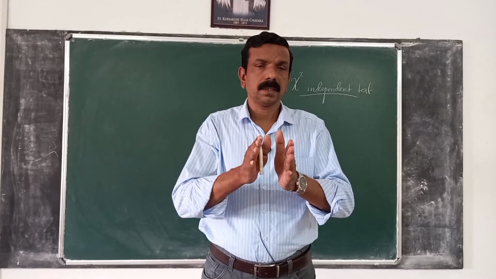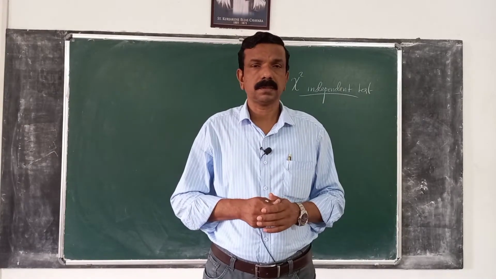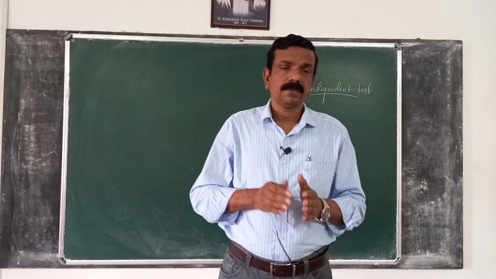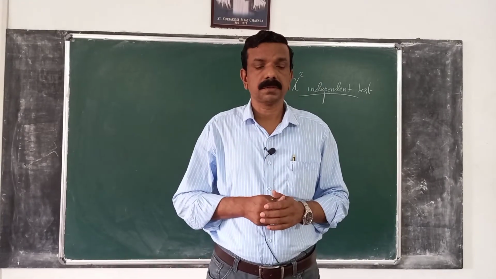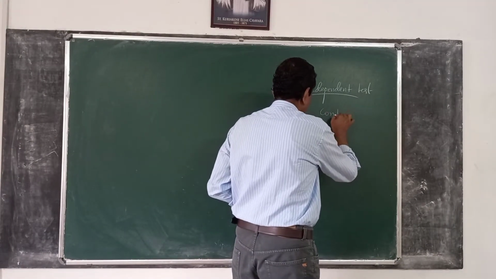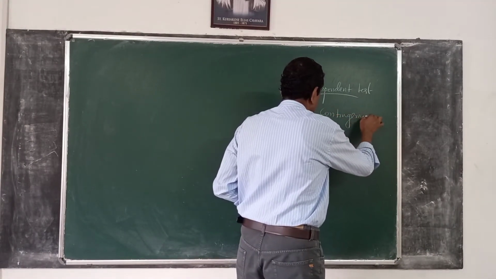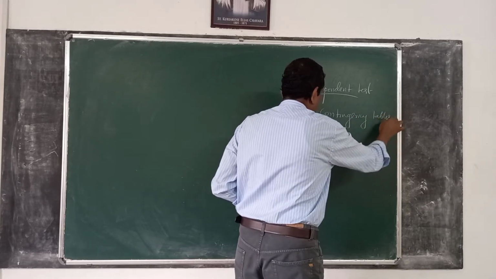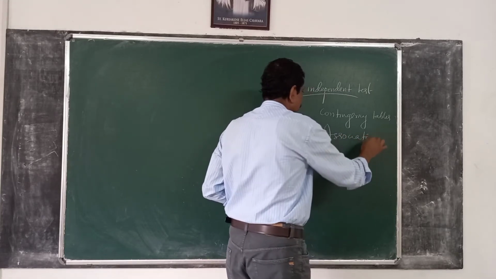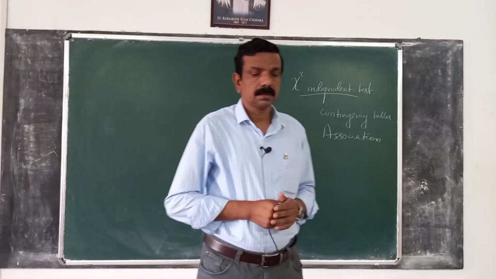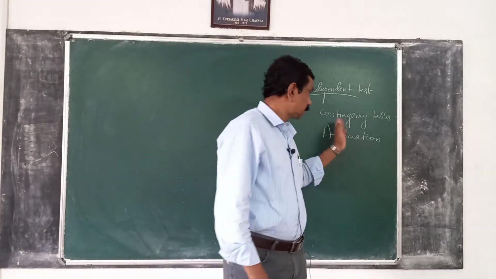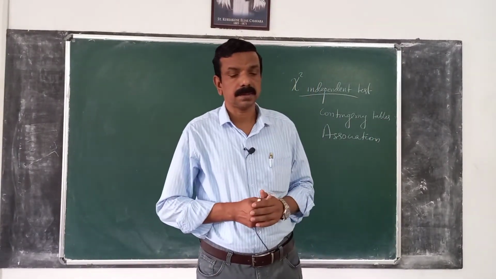To understand chi-square independence test or chi-square test of association, we first discuss two concepts. One is contingency tables. The other one is association. So we first discuss what is contingency tables.